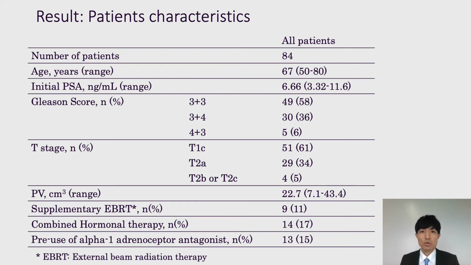This table shows all patient characteristics. 49 patients' Gleason score was 3+3, so a lot of patients were low-risk prostate cancer. 9 patients received supplementary EBRT, and 14 patients received combined hormonal therapy.